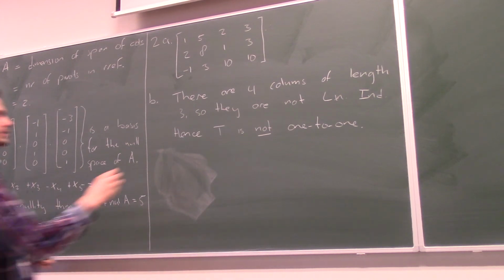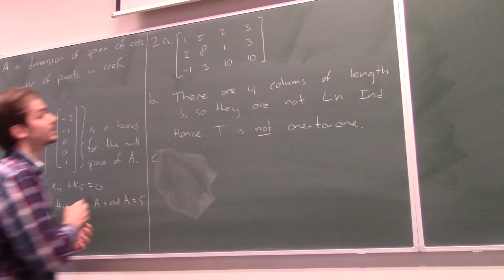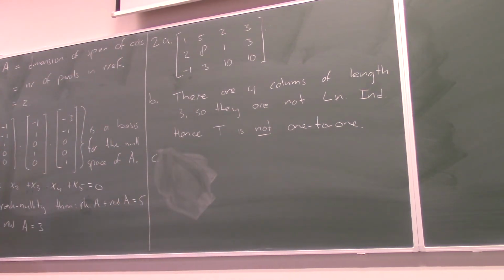Okay, then part C is to check if it is onto. So is it clear what that means?